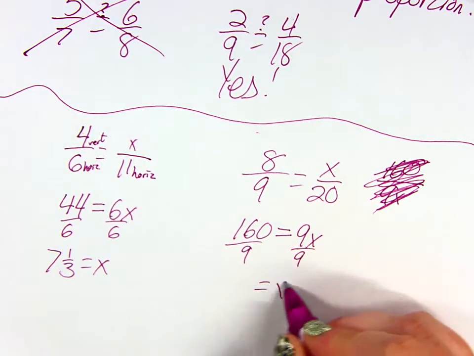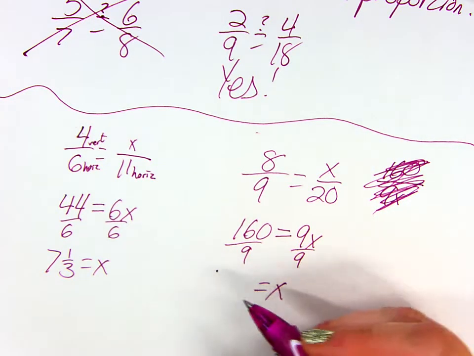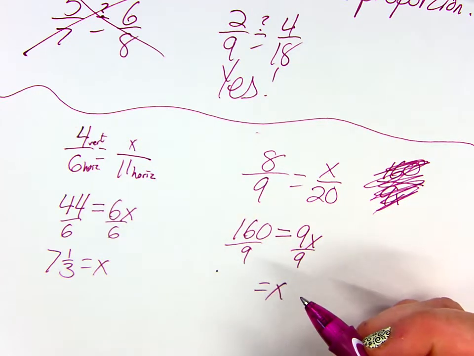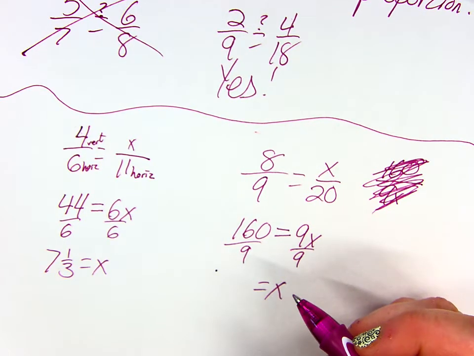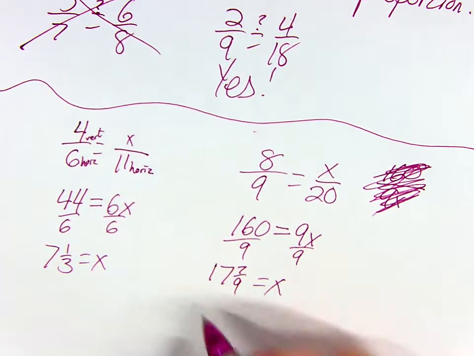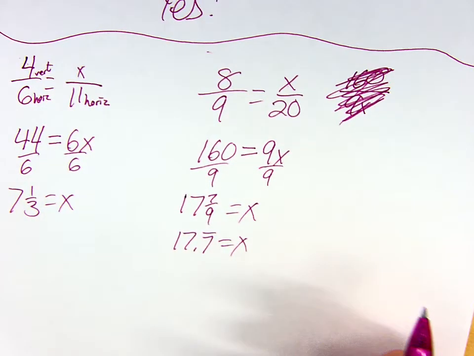What'd you guys get? Everybody did it, right? Pablo, what'd you get? I think you hit 16 and not 160. Did you say 1? 1 and 7/9? You didn't get 17 and 7/10? Yeah, 17 and 7/9, or 17.7 repeating. Did everybody get that? Yeah. Okay.